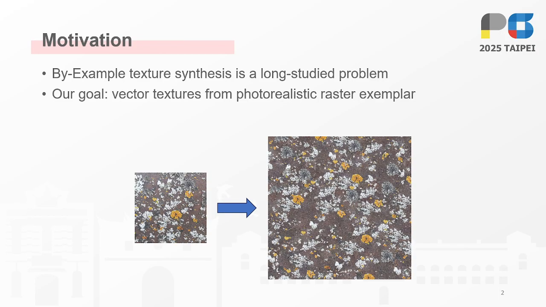By-example texture synthesis is a long-studied problem where the user provides the algorithm with a small patch of a desired texture and the algorithm synthesizes more patches that resemble the exemplar without creating an exact copy. All of this work, however, has been in taking a raster exemplar and generating a raster result. Our goal, however, is to take a photorealistic raster exemplar and generate a purely vector result.